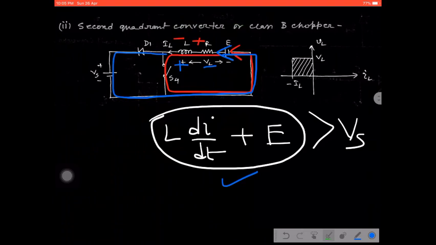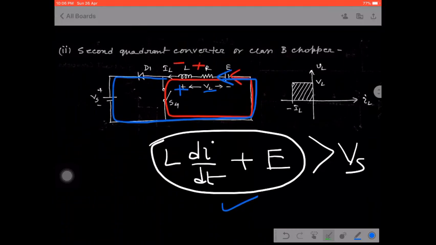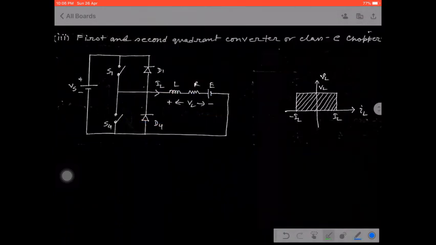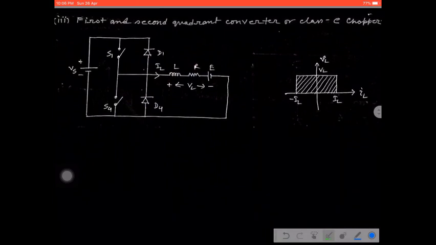So the polarity of the voltage remains the same, that is, in the positive direction. That means during charging and discharging, it will cover the second quadrant operation, just opposite of class A. Class A covered the first quadrant, and here class B covers the second quadrant operation. That is why it is termed the opposite of class A chopper. Clear? Okay. Next, class C, which is a very interesting part, and is termed the summation of class A and class B chopper.